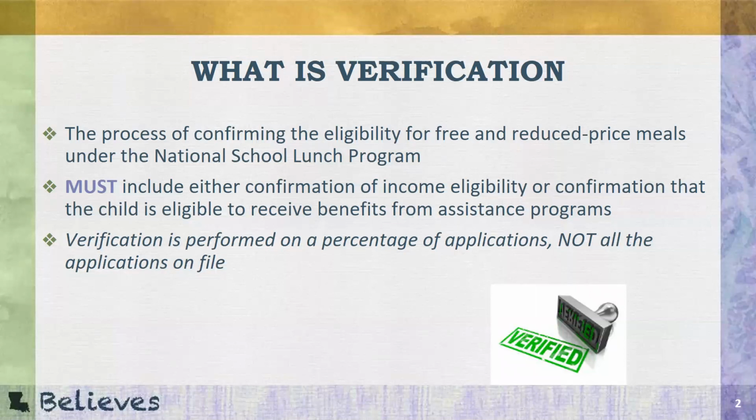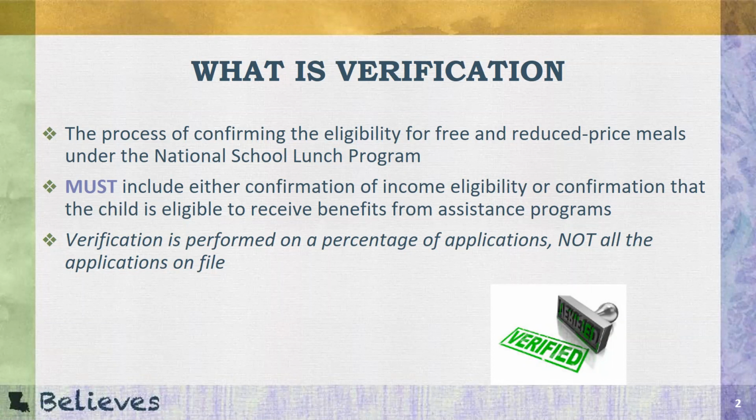in participating schools. Verification is only required when eligibility is determined through the application process and is not required for eligibility determinations made through the direct certification process. Verification must include either a confirmation of the family's income eligibility or confirmation that the child is otherwise categorically eligible for participation. Verification may also include confirmation of any other information required on the application, such as household size.